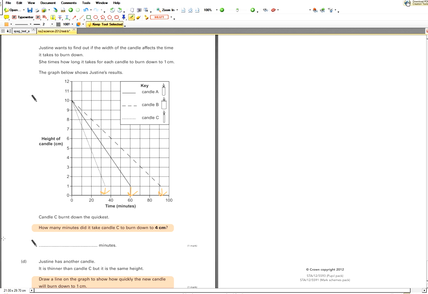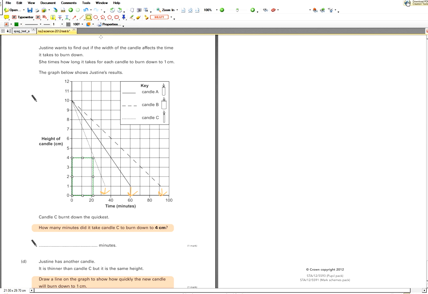Okay, candle C. How many minutes did it take candle C to burn down to 4 centimeters? Give me one moment while I get this. Where's 4 centimeters? Right there. So we're looking at candle C, the dotted line one. Yeah, 4 centimeters.